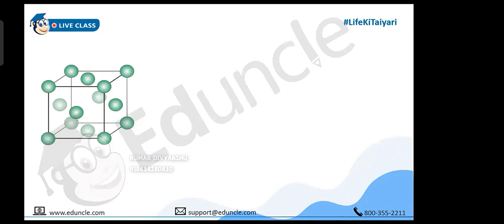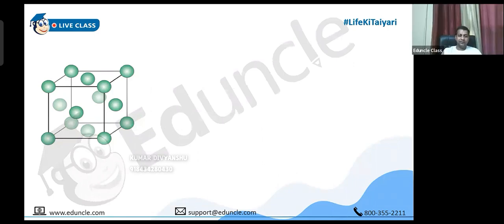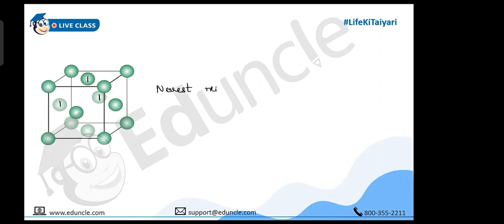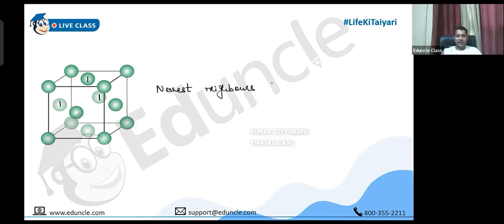Let us calculate the first, second, and third nearest neighbors. Now, what are the first nearest neighbors according to you, and where are they present? At the face center, these ones. Only 3 of them are there within 1 unit cell, which are in direct contact with this one. And the distance is a by root 2, half of the face diagonal. Now tell me their number.